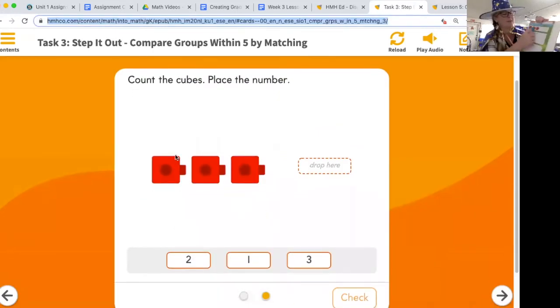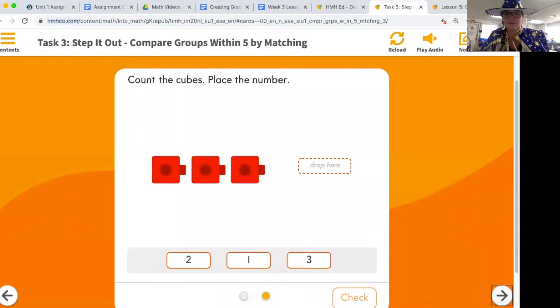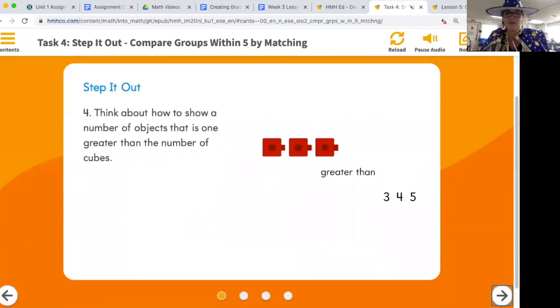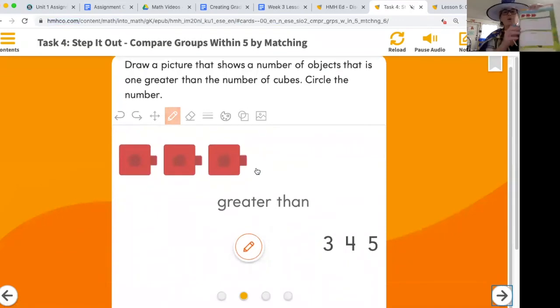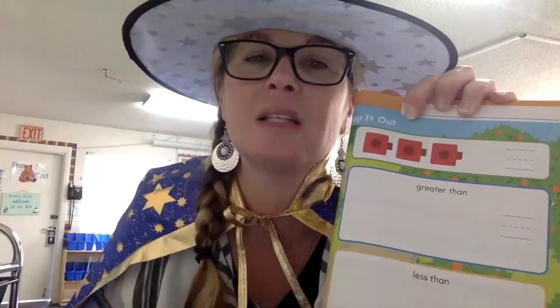Count the cubes. Count them. It says place the number. I'm supposed to place the number. What are you supposed to do in your book? You're supposed to write the number. Yep. Let's count together. 1, 2, 3. Which one is it? Write it on your board. Write it on your paper. Okay. Here in this box right here, the next box is our greater than box. You ready?